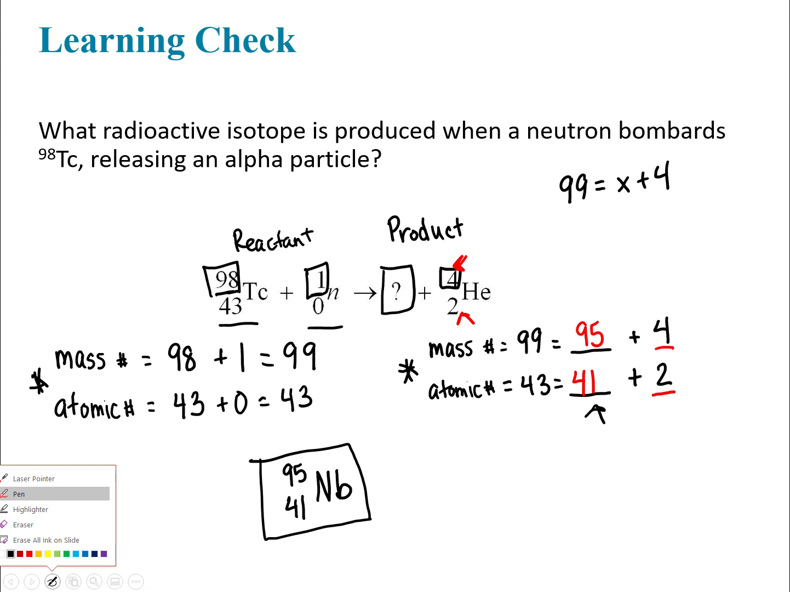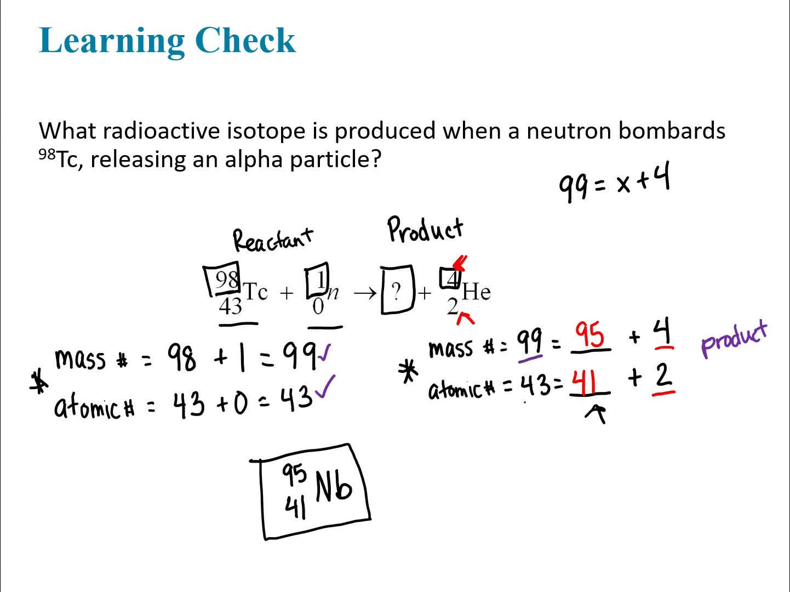Alrighty, let's choose a new color, so if I write something else, it'll show up better. I think everyone understands the mass number and atomic number on the reactant side. We're just adding things up. On the product side, we're making a new element, so part of this equation we don't know. We know that the mass number and the atomic number have to be the same as the reactant side.